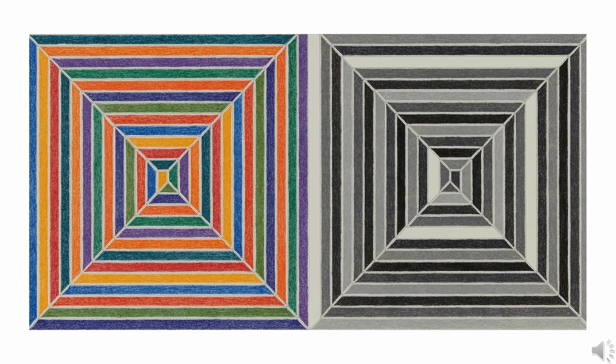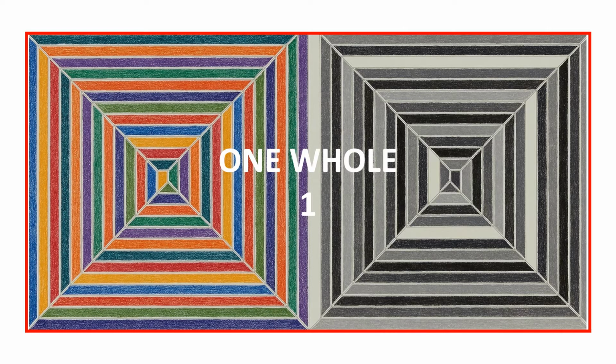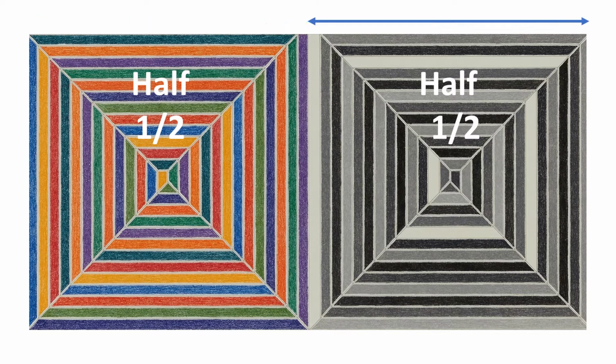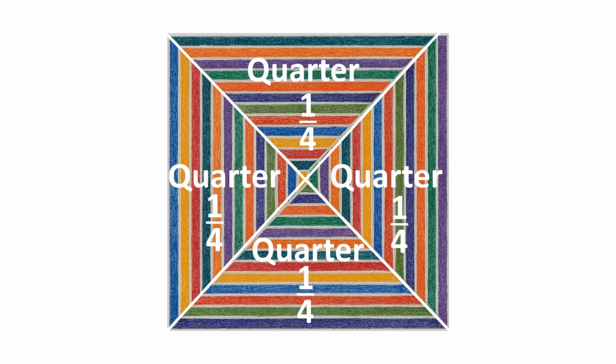Let's start with the parts and the numbers. There is one picture. This is our whole. In that picture, or the whole, we have two squares that are exactly the same size. These are halves. It takes two halves to make one whole. Now let's focus on one of the squares for a moment. The artist has divided each square into 4 triangles that are all the same size. These are called quarters.